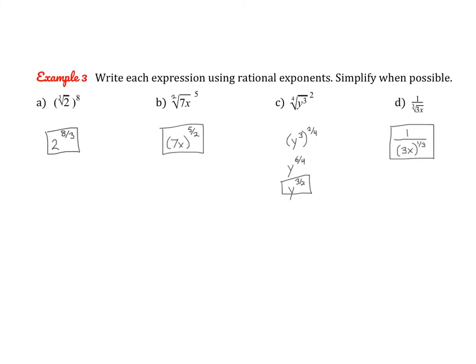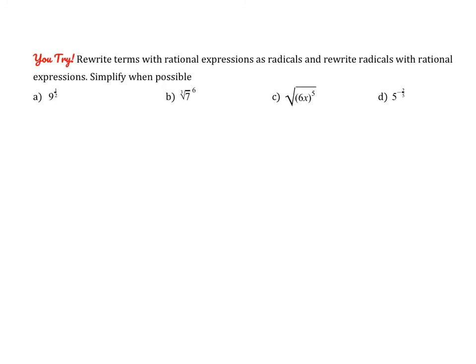So now we've practiced going from rational exponents to radicals and from radicals to rational exponents. So for this try, you're going to be rewriting the rational exponents as radicals and vice versa. So you're going to rewrite and you're going to simplify when possible. So make sure you pause the video and give these a try on your own. And when you're ready to check, just hit play.